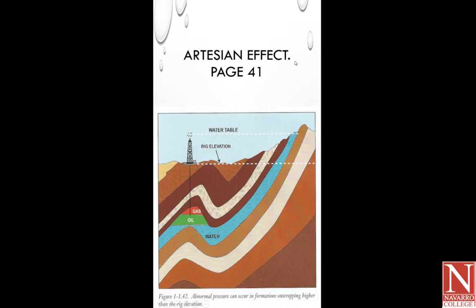Now the artesian effect is on page 41. The artesian effect is when you have folds in the formation that allow the water level to be higher than the water at the bottom. So water usually tries to find its own level. So what happens is when you open the valve at the top and relieve the pressure, it's a higher pressure at the bottom. So you get abnormally high pressures when you have the artesian effect, and that helps to drive or push the oil to the surface.